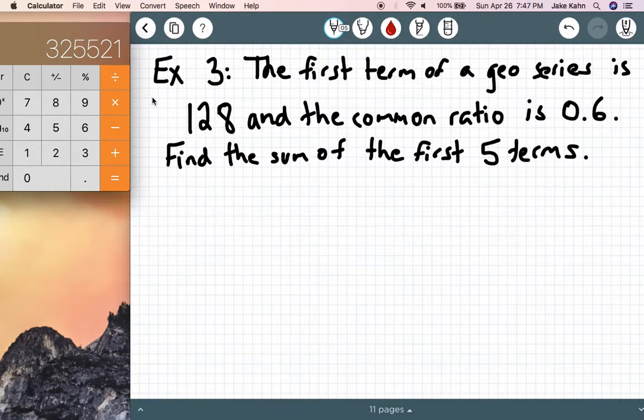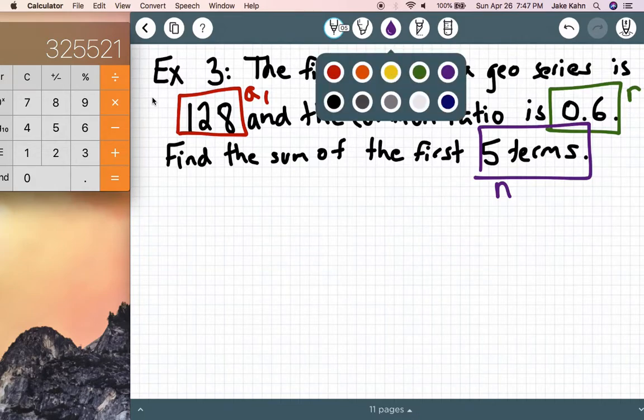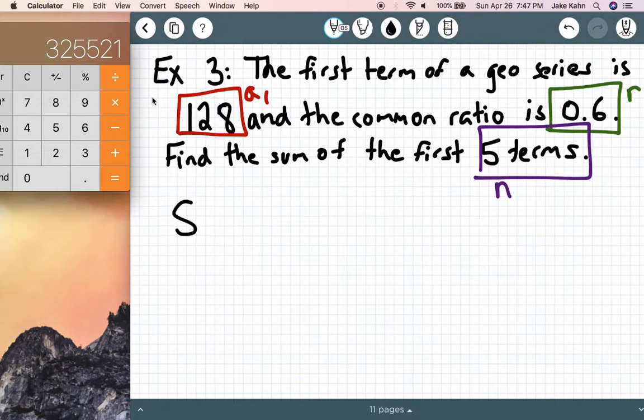the first term of a geo series is 128. This is going to be my A1 value. The common ratio is 0.6. This is my R value. And finally, it says find the sum of the first 5 terms. That's going to be my N value. And I'm going to be plugging those things into the same exact equation that I used before.